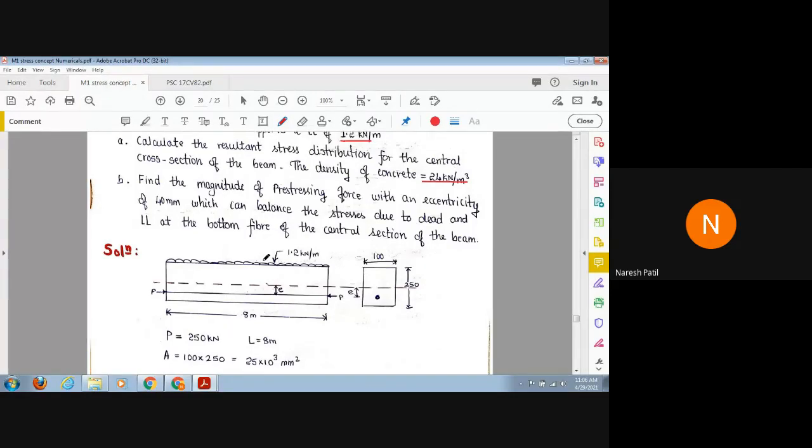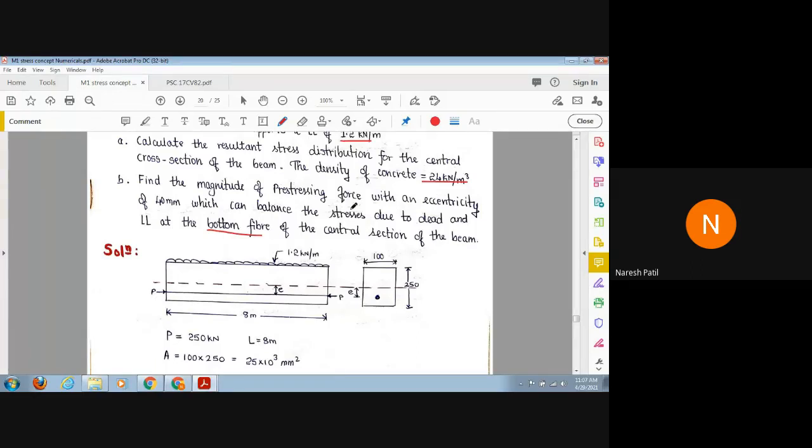Again, it is quite interesting here. So first case, you have to find out the stress distribution, which is very easy again. In second condition, we have to find out the prestressing force for a given eccentricity, that is for 40 mm, and we have to find out what is the prestressing force required to balance dead load and live load at the bottom fiber. So this is very important here. This condition is very important. At the bottom fiber, if they ask at the top fiber, that time you have to use the condition with respect to the top fiber.